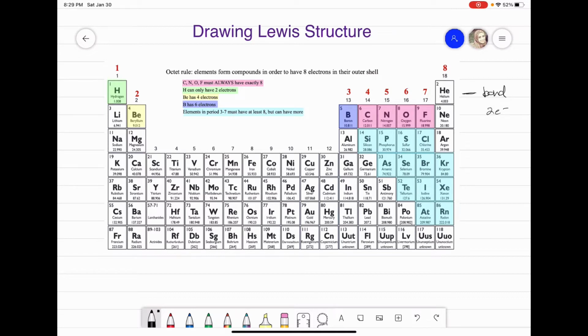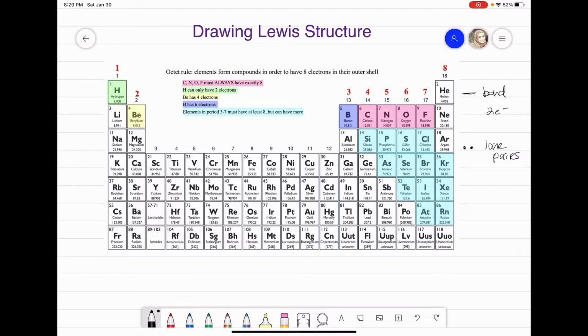Another thing that we're going to be using today are 2 dots that are next to each other, and these are known as lone pairs. The bond is a shared pair of electrons, and a lone pair belongs to whatever element it's on, and it only counts towards the element that it's on. You'll see what I'm talking about in a second.